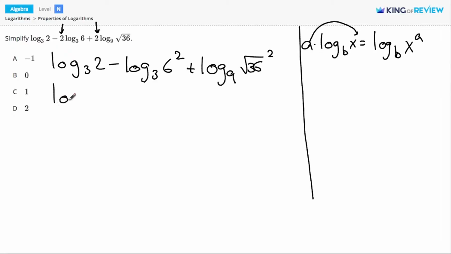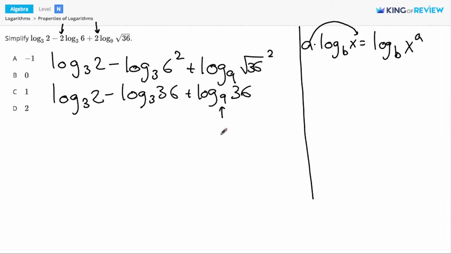Now we can simplify pretty easily by changing 6 squared into 36, and the square root of 36 squared is just 36. Now we can almost combine all 3 of these logs together, but the problem we see now is that the third log has a different base than the other 2. But there's a helpful relationship that we know. 3 squared is equal to 9. The first 2 logs have a base of 3, the third one has a base of 9.